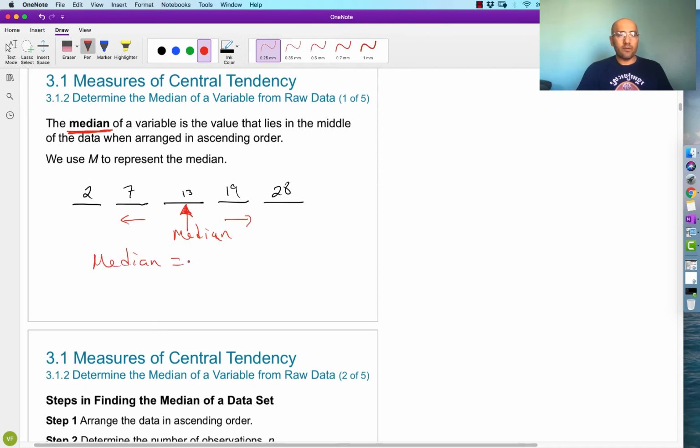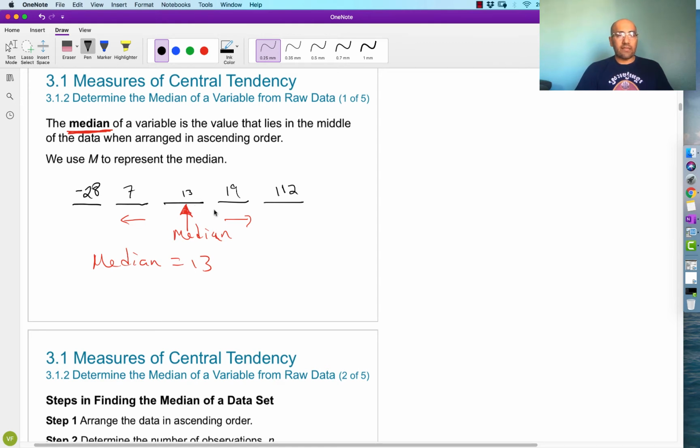Median equals 13. But notice that if I came back here and erased something, like let's say instead of 28, it was 112, right? A much bigger number does not affect the median. It's still 13, right? It's the one right in the middle. Likewise, we can come back and change one of these numbers. Maybe instead of a 2, it's negative 28, right? Much farther to the left. Does not affect the median, right? The median is the middle number, and that does not affect it.